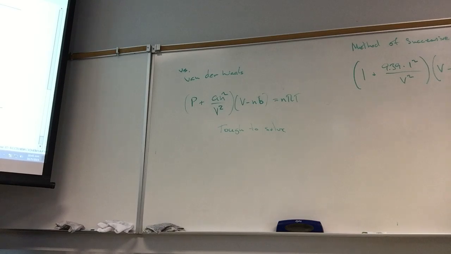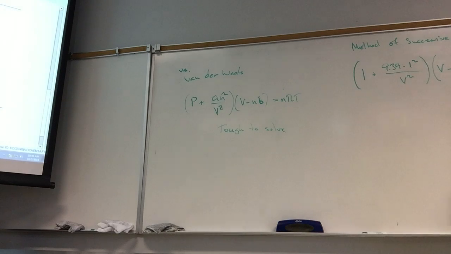Well, N is 1, R is, shoot, I should have written that down, 0.08206, liters atmosphere. We have to convert atmospheres into bars, so this is going to be 1.01325 over 1, times T, 298 Kelvin.